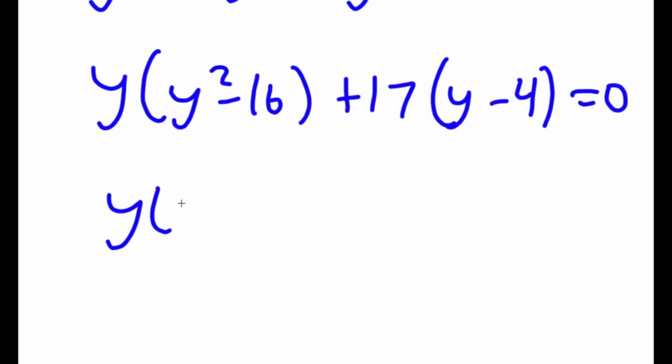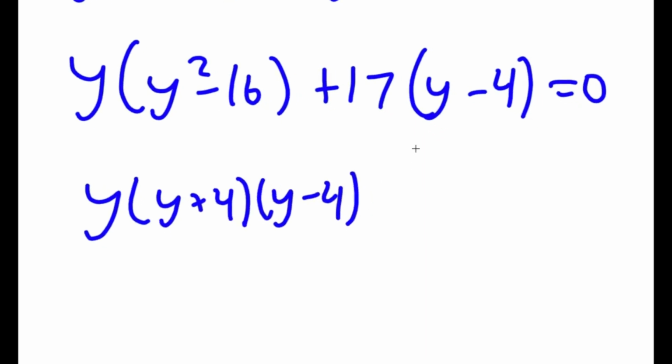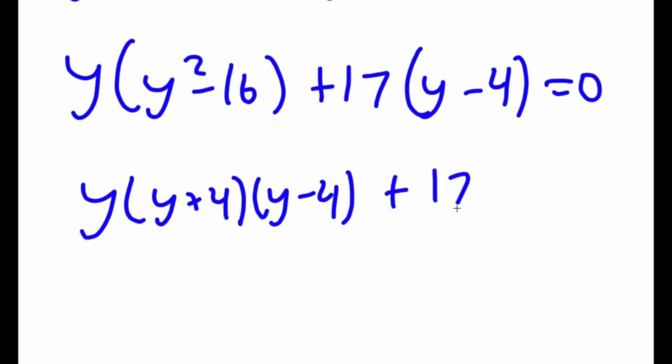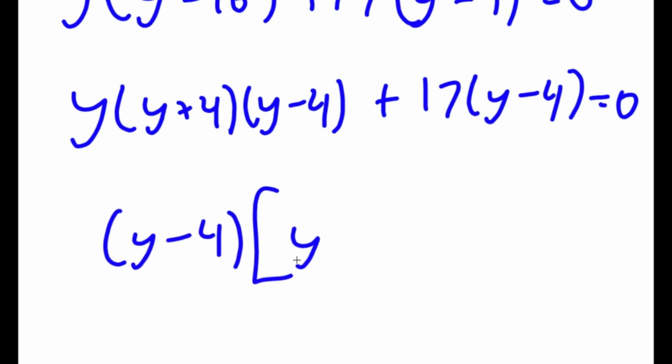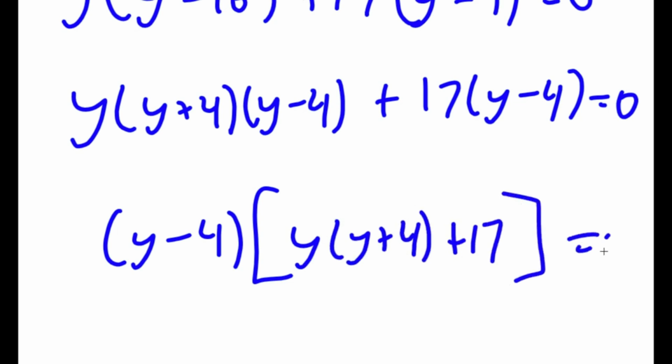And it's the same thing as y times y plus 4 times y minus 4. That's equal to y squared minus 16 plus 17 times y minus 4 is equal to 0. Now if I factor out y minus 4, I get y minus 4 times y squared plus 4y plus 17 is equal to 0.